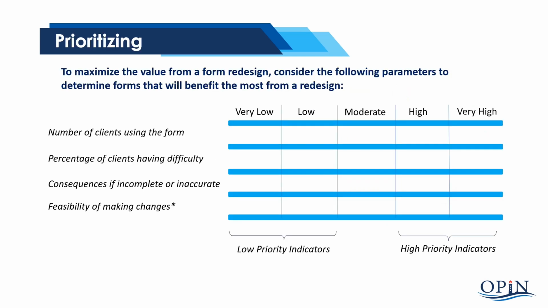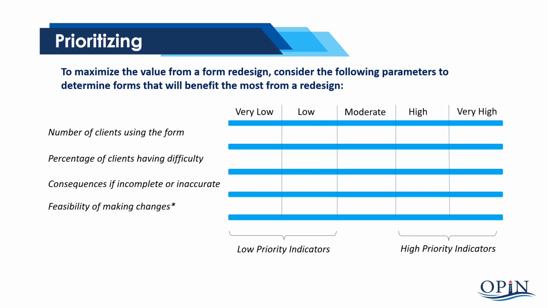To maximize the value of a form redesign, we can consider 4 parameters to determine our priorities. These parameters are number of clients using the form, percentage of clients having difficulty, consequences if incomplete or inaccurate, and feasibility of making changes.